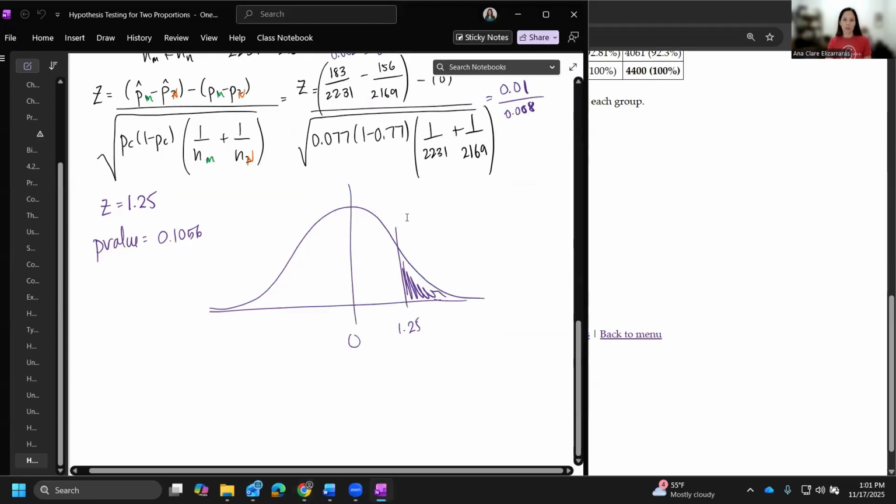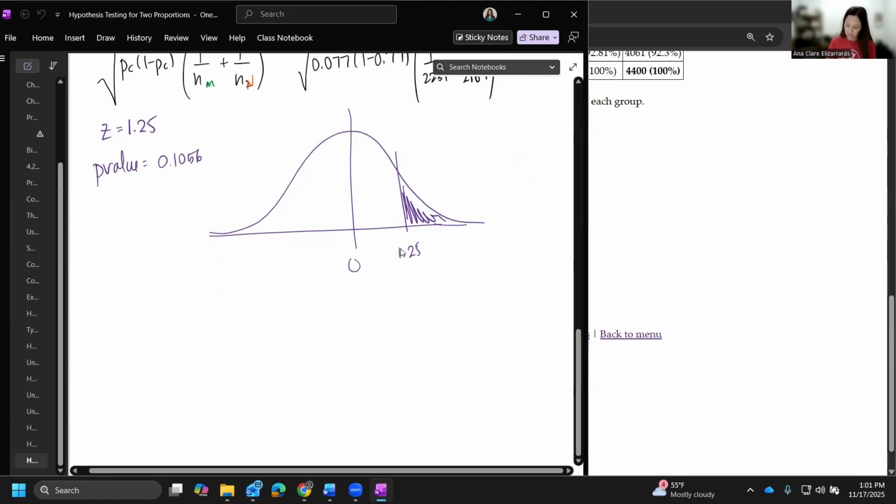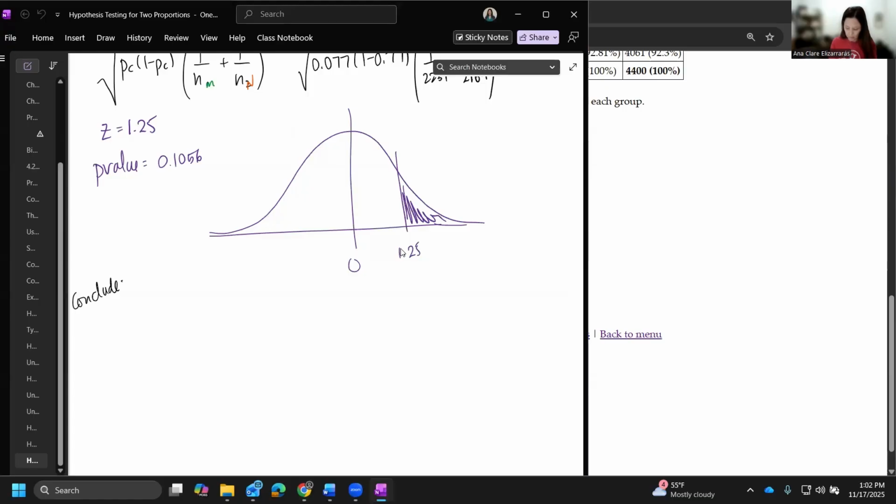So now what we're going to do is draw our conclusion. And our conclusion is that our p-value compared to our 1% level of significance, it's not really that small. So since our p-value of 0.1056 is not less than our alpha equals 0.01 level of significance, not less, don't reject. We fail to reject the null.